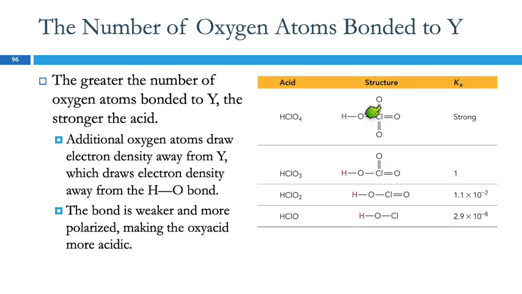So these oxygens, it's all about a tug of war for the electrons. If we pull electrons away from this hydrogen, it makes it much easier for it to leave, and the acid will be stronger. Well, this bond will be weak, but the acid will be strong. And I know that's confusing.